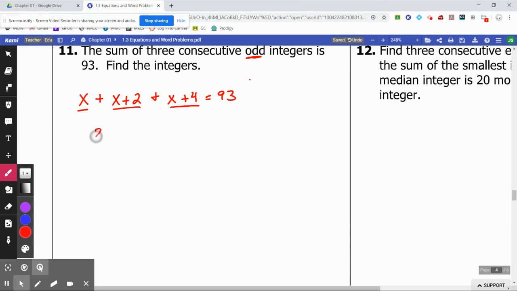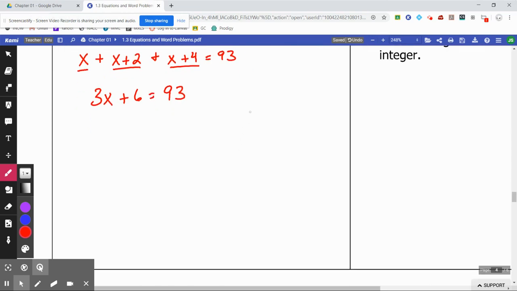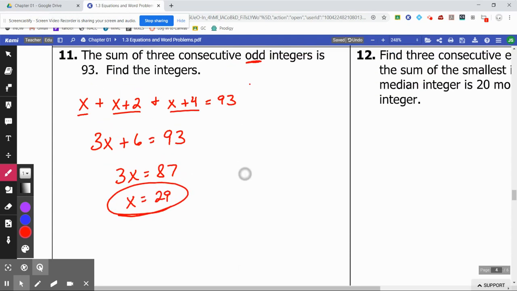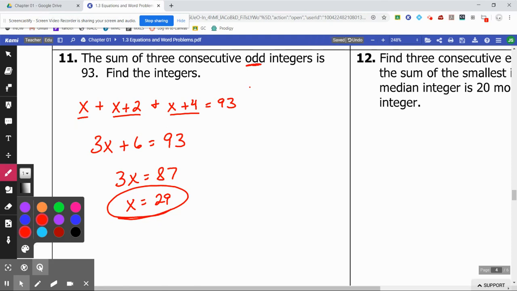So combine your x's, you have 3x. Combine your 2 and 4, gives you plus 6 is equal to 93. We're going to move plus 6 by subtracting 6, and that gives me 3x is 87. Divide by 3 gives me x is 29. So my first number is 29. 29 plus 2 will give me my second, which is 31. 29 plus 4 will give you 33, which is the third one.